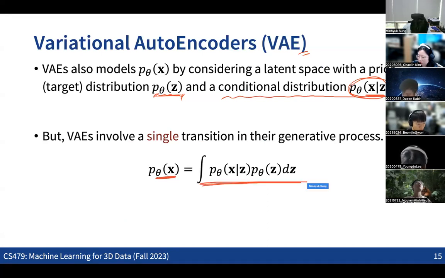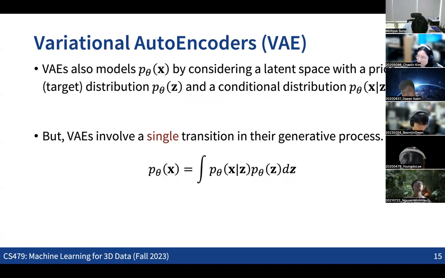You can see that this is kind of the same with the diffusion model, but now this only involves a single transition from the variables sampled from the prior distribution to the variables sampled from the data distribution. So we are making a mapping between the data distribution and the prior distribution in a way that we only have a single transition step in some kind of reverse process.